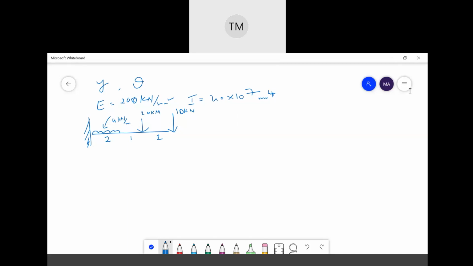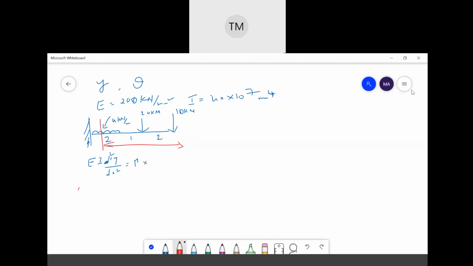First, what will you do? What is the differential equation? EI d square y by dx square is equal to Mx. What is Mx here? Here you have to consider x. After considering the loads, I am considering the value of x.